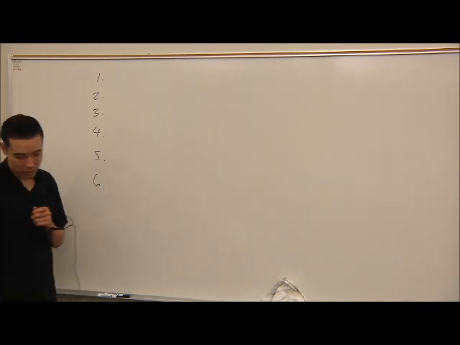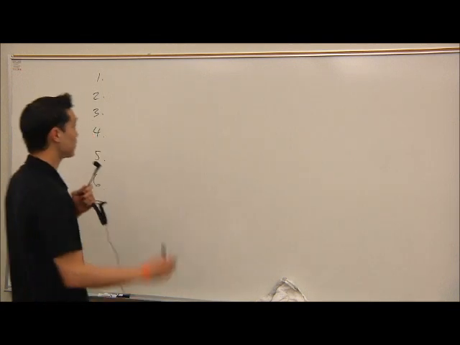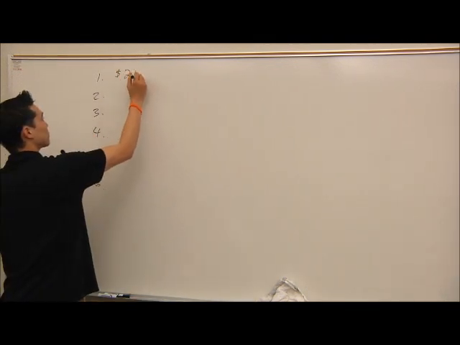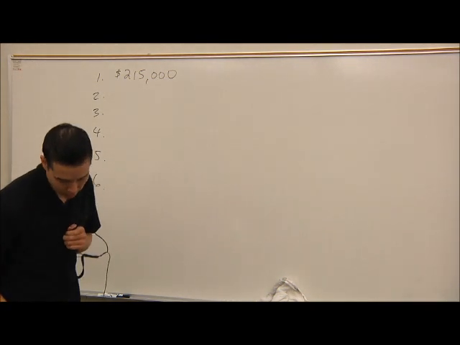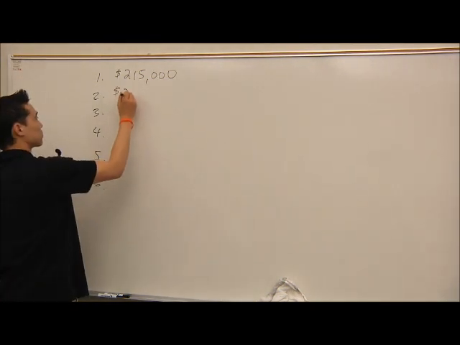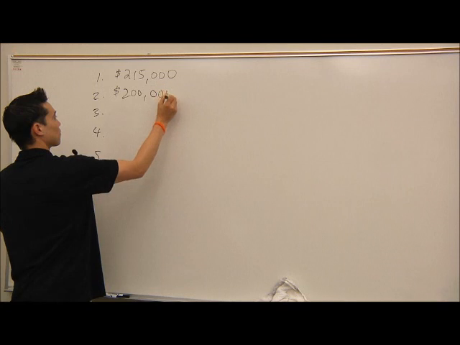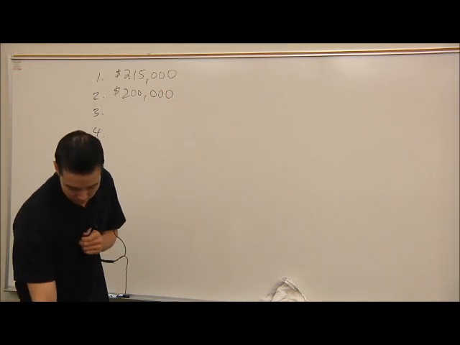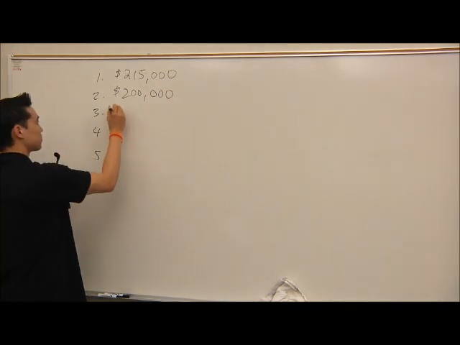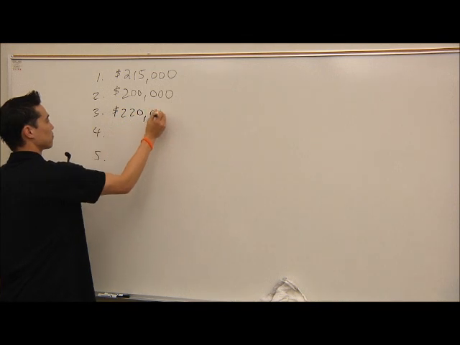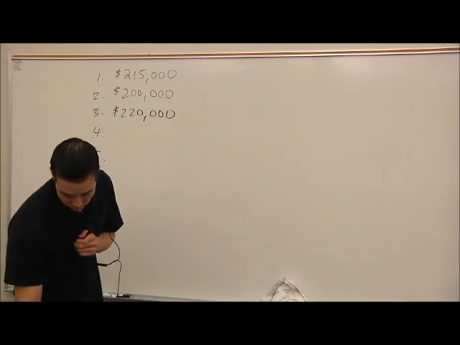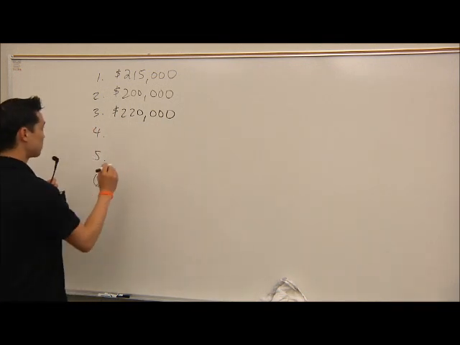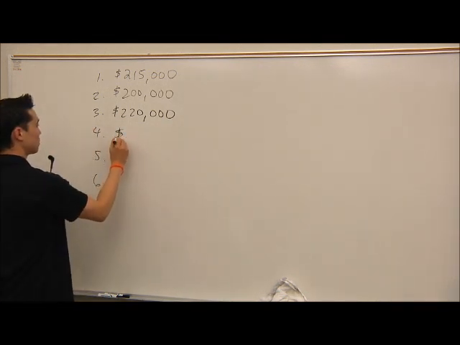And let's see, the first one was 215,000. The second home is 200,000. The third home is 220,000. The fourth home is 210,000. Whoops.